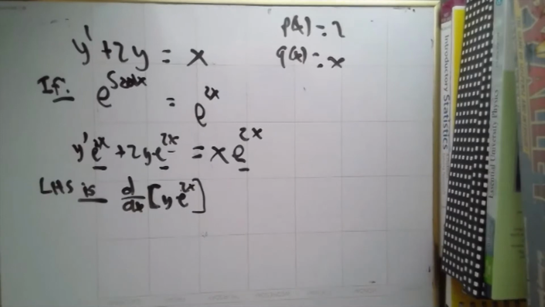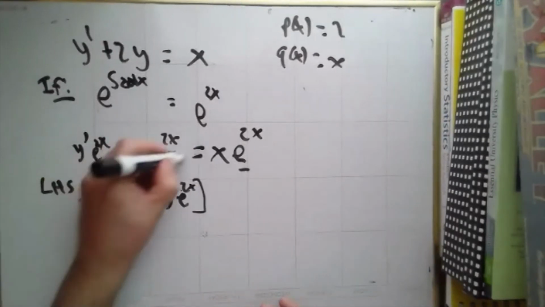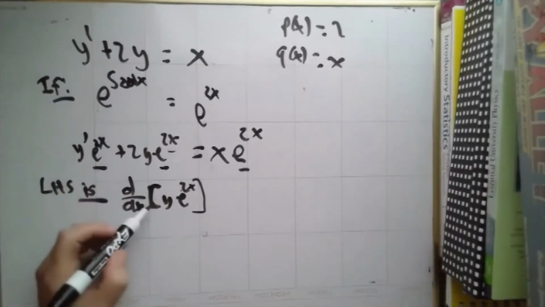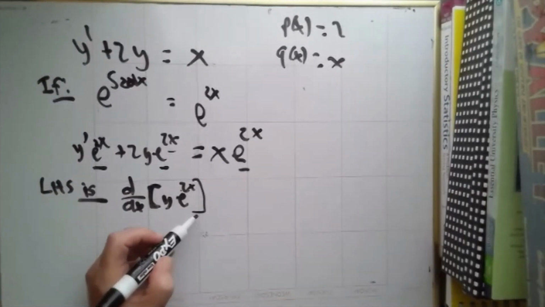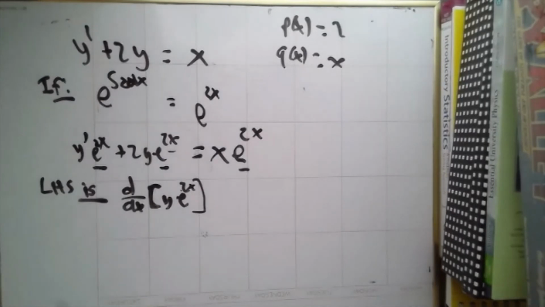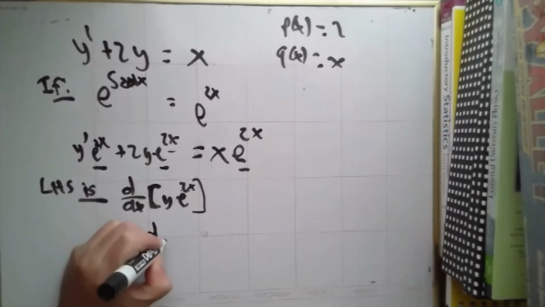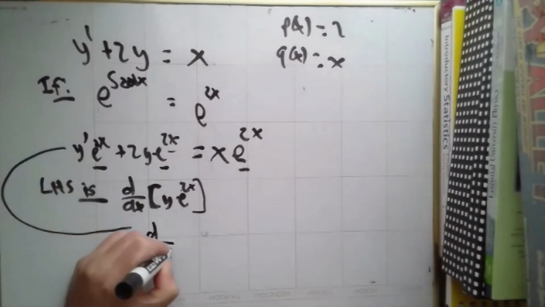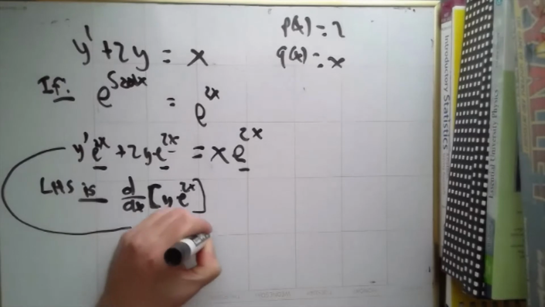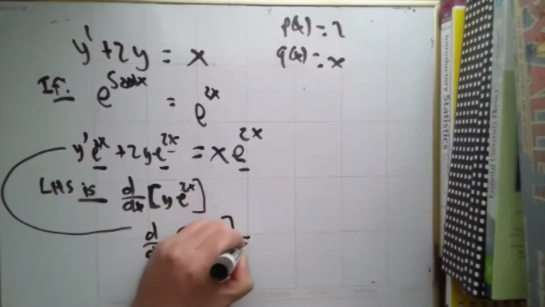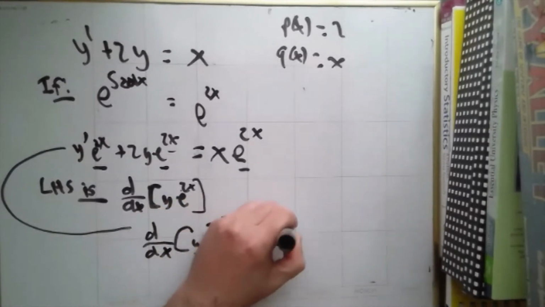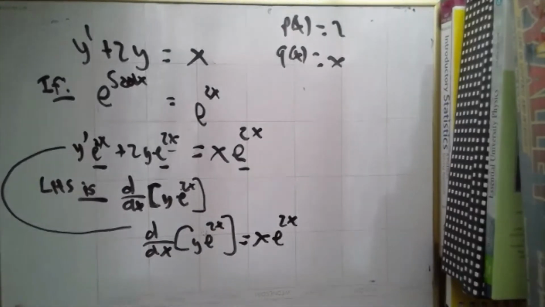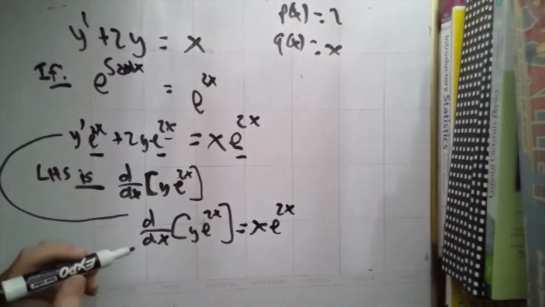We just want to verify at this moment that this left-hand side is the product rule of y times the integrating factor. So let's write it like that. So now my DE becomes the derivative of y e to the 2x equals x e to the 2x. Now I integrate both sides with respect to x.